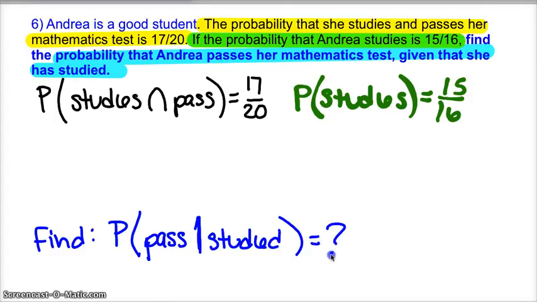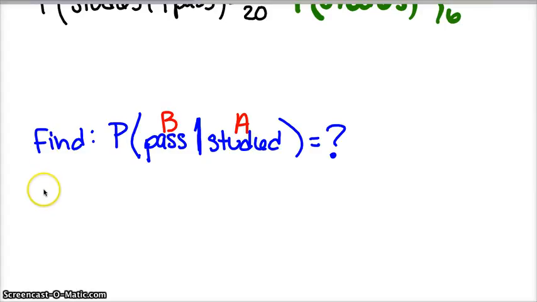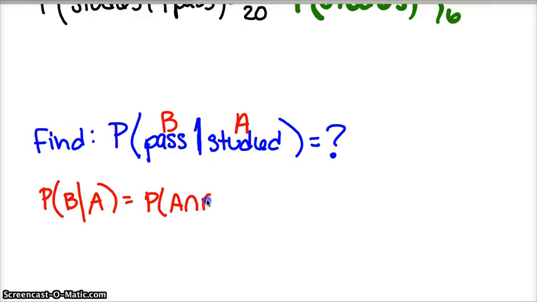This is the big if right here. So I have all of this laid out. What I'm going to do next is label some things for a minute. What if I call the studying event A and passing event B? So if studying is A, passing is B. The reason I'm doing that is because if you look back to your notes, it says that the probability of B given A is equal to the probability of A and B all over the probability of A.